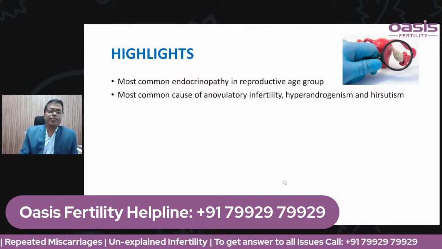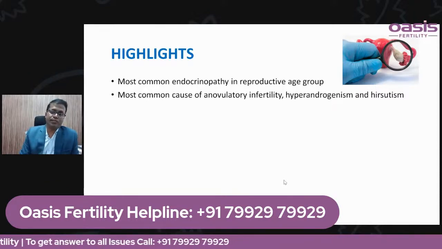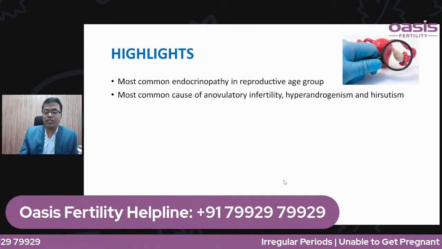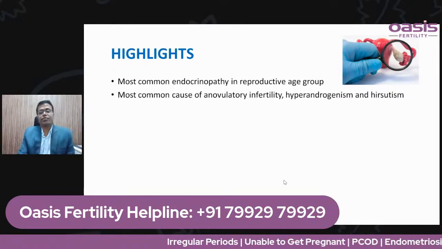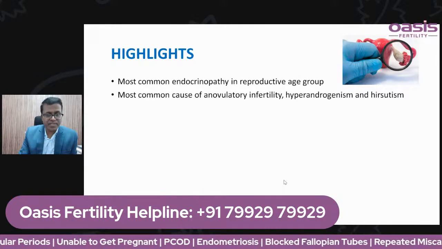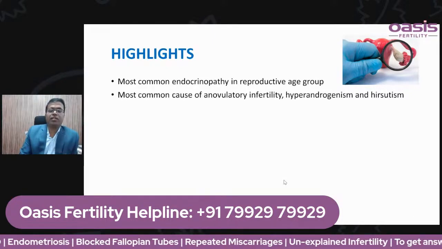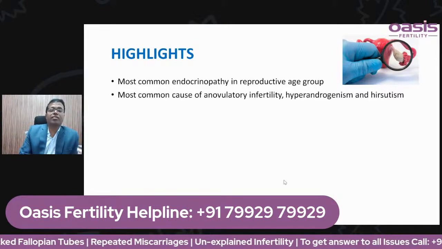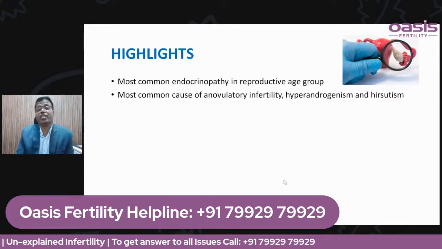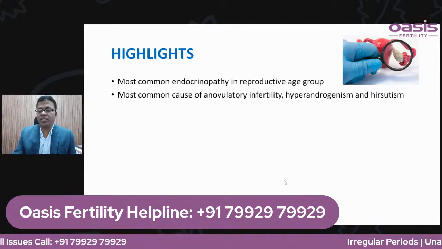Some highlights about the disease. This is the most common endocrinopathy in the reproductive age group, meaning females between 15 and 45 years. Out of all the endocrinological disorders, it is the most common. It is associated with infertility. One very common presentation is infertility, so that the female cannot have a child as would usually occur, and requires some treatment. It is also expressed with hyperandrogenism features, like a lot of hair growth and androgenic features in the female body, along with hirsutism.